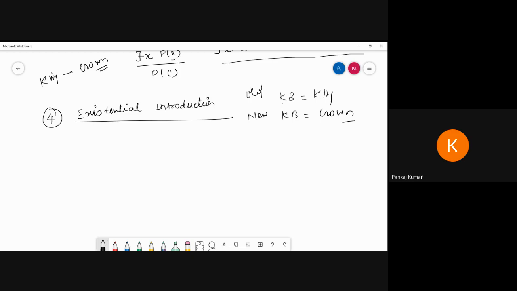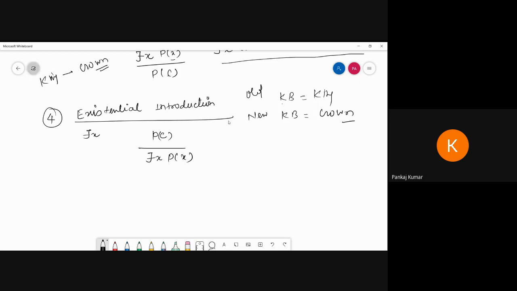Okay, so now this is the existential. That means there exists some x. So now this is the opposite of that one. So we can write P of C. P of C is there exists x like that one.